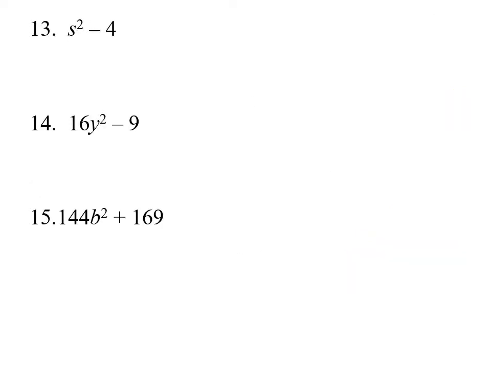Let's get into a few of the special rules. These are the difference of squares. So that rule says that if you have an a squared minus b squared, that will turn into a plus b times a minus b. So what you want to do is rewrite each one of these problems as two things that are squared. Like, for instance, this first one, this is s squared minus 2 squared. So I have something squared minus something squared.